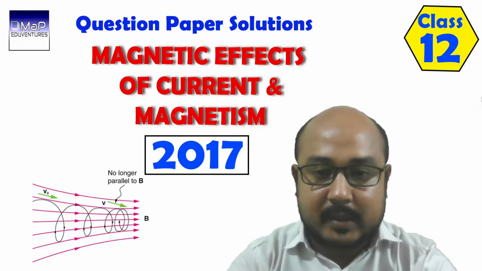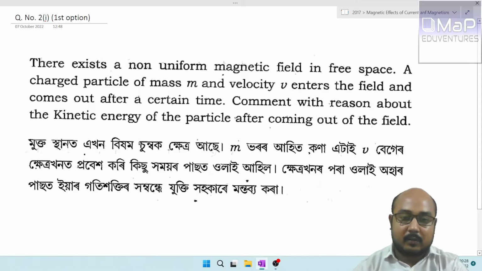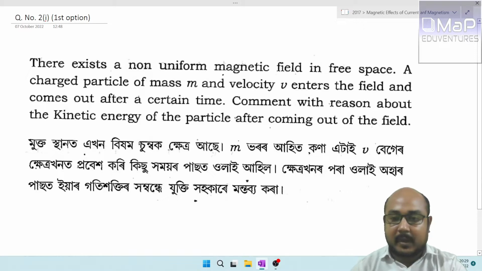So let us proceed. Okay, so the first question was: there exists a non-uniform magnetic field in free space. A charged particle of mass m and velocity v enters the field and comes out after a certain time. Comment with reason about the kinetic energy of the particle after coming out of the field.